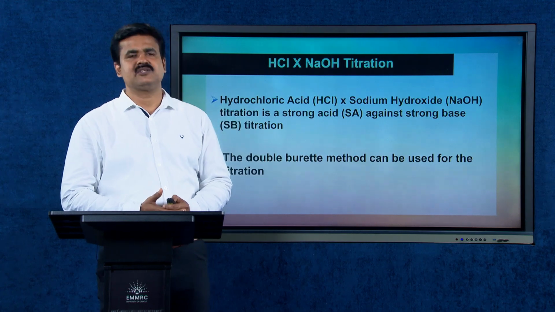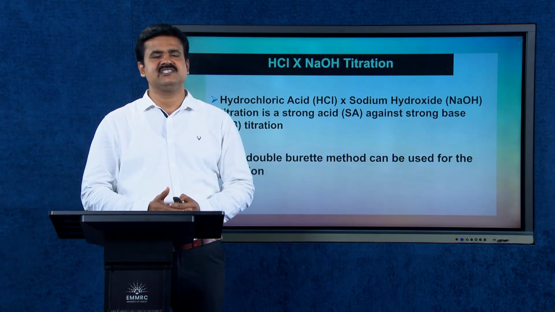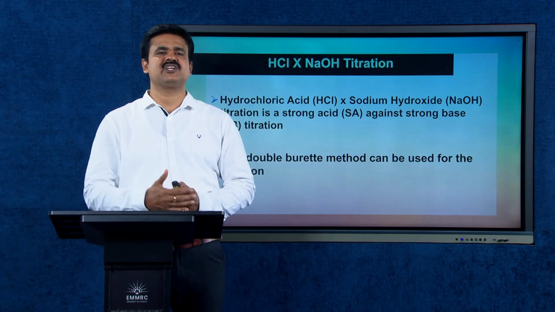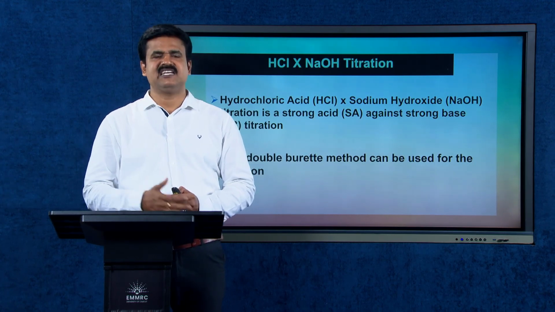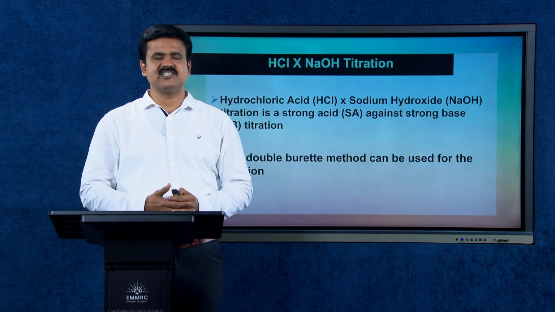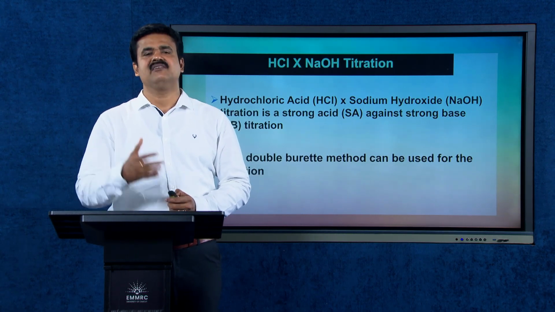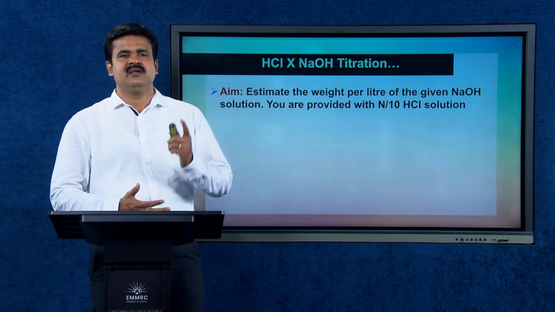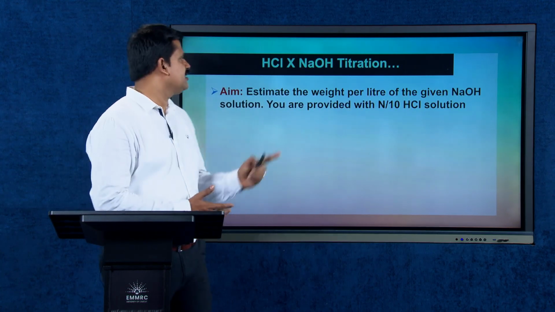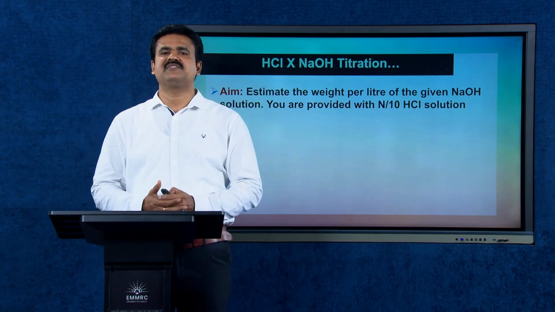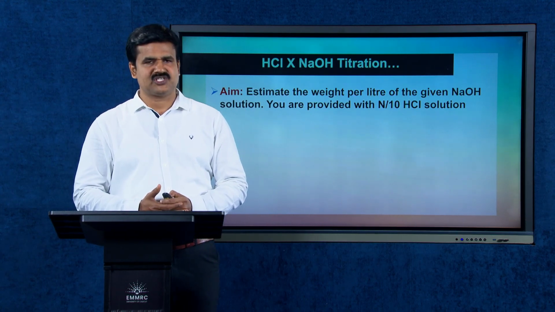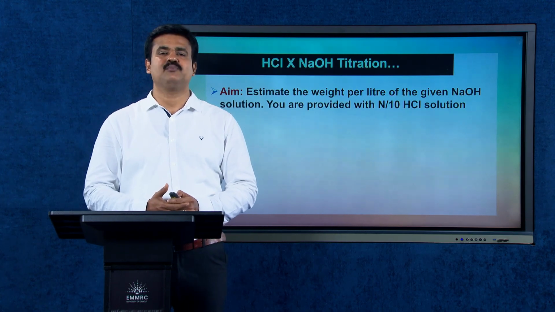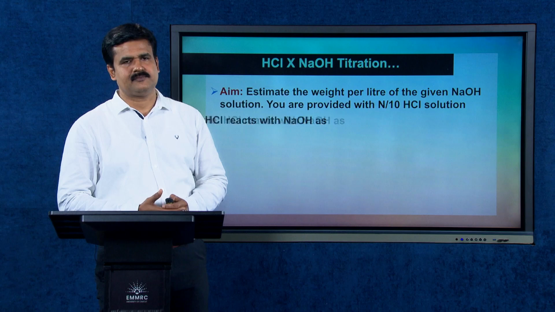So, the double burette method of titration has several advantages over the single burette titration method, and for the demonstration and description of the present experiment, that is experiment number 1, the titration of HCl against NaOH, we are using the double burette method. Aim of the experiment: estimate the weight per liter of the given sodium hydroxide solution. You are provided with N by 10 HCl solution. N by 10 means 0.1 normal hydrochloric acid solution.